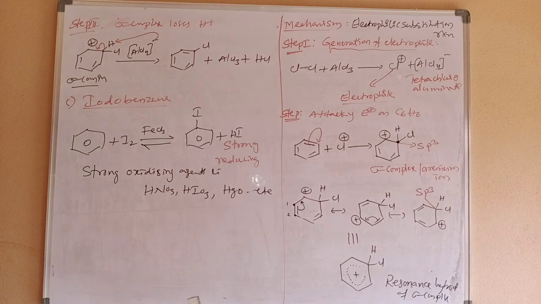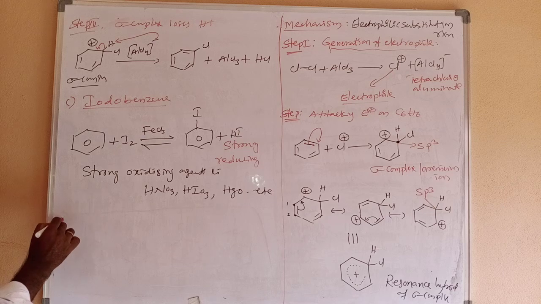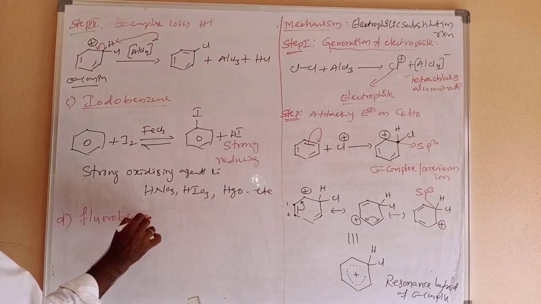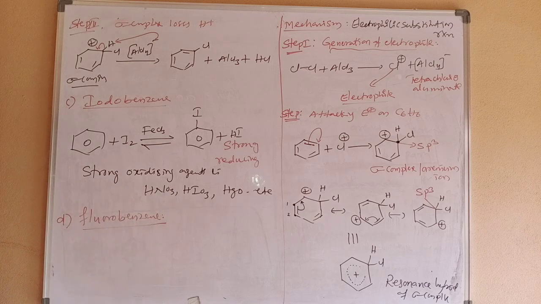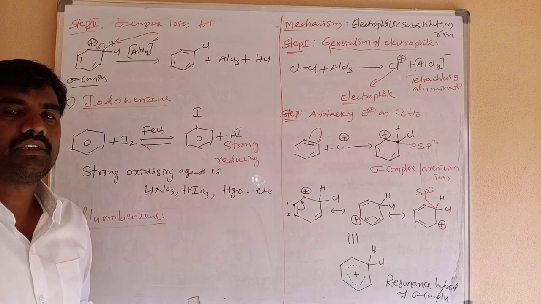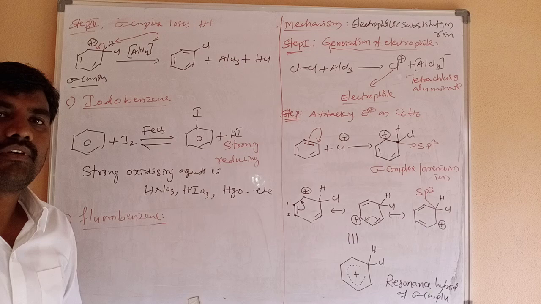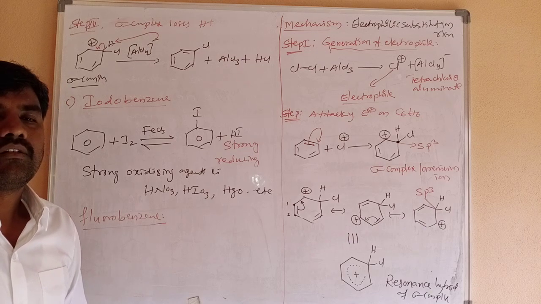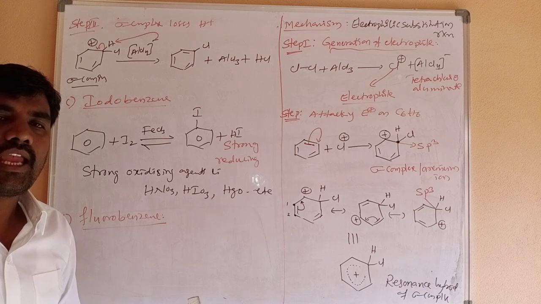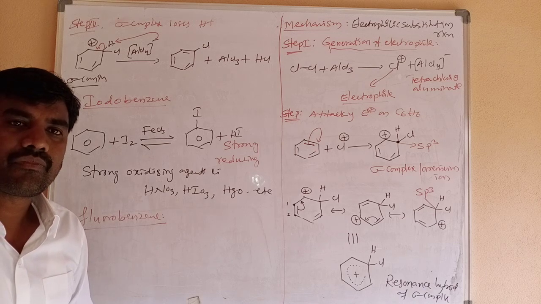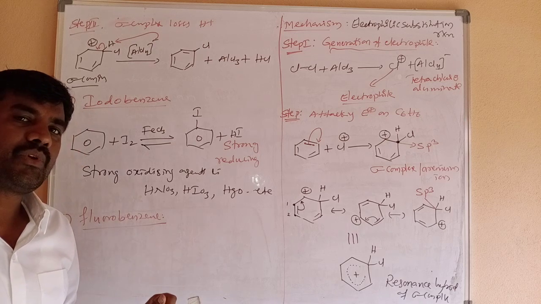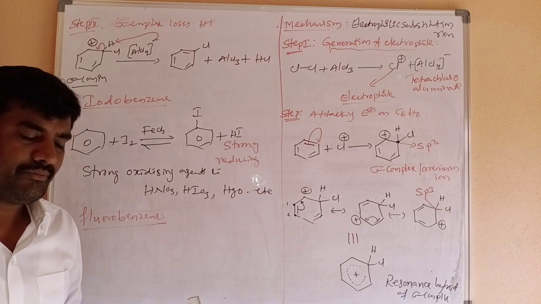Next one, fluorobenzene. Direct halogenation of benzene does not take place because the fluorination of benzene is highly exothermic and explosive in manner. That's why direct fluorination of benzene is not carried out. Clear?